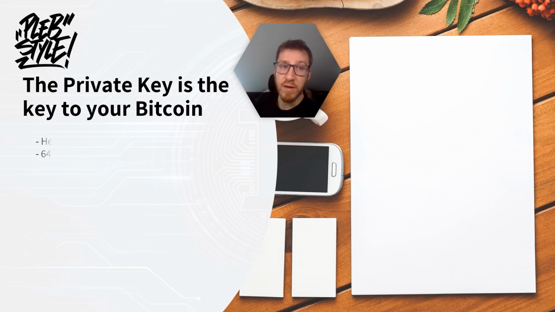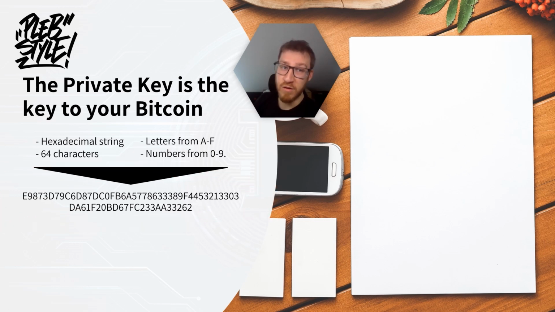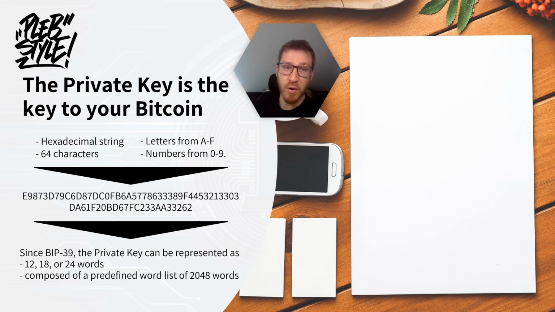The private key is a hex string of 64 characters, which means that it consists of letters from A to F and numbers from 0 to 9. It could look something like this. As you can see, it is really easy to make mistakes here. Remember, if you lose your private key, you lose access to your Bitcoin. But luckily, since the Bitcoin Improvement Proposal 39, or just BIP 39, the private key can be represented as either 12, 18, or 24 words. These words are composed of a predefined word list of 2048 words.